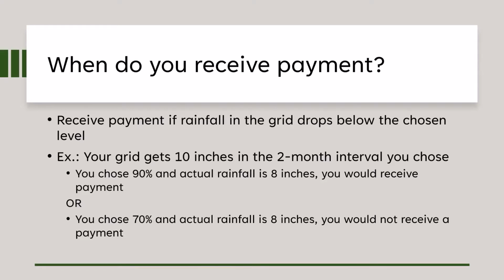However, if we had chosen the 70%, so we're choosing to say we're okay if the rain is 80% of average or 90%, but if it drops below 70%, we want a payment. However, if the rainfall was actually 8 inches instead of the 10 on average, we would not receive payment.